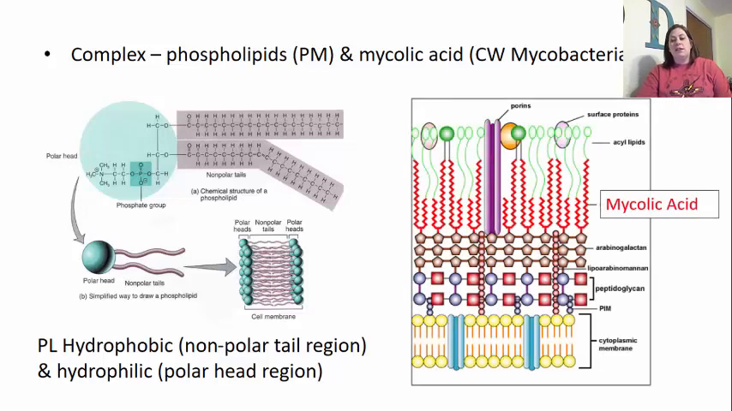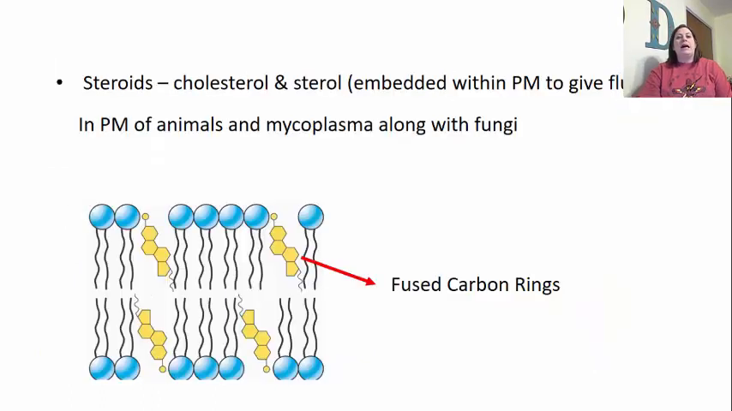We also see here in this particular picture the mycolic acid, which is located in the cell wall of certain bacteria. Another complex type of fat are steroids. Some examples of these are cholesterol and sterol.